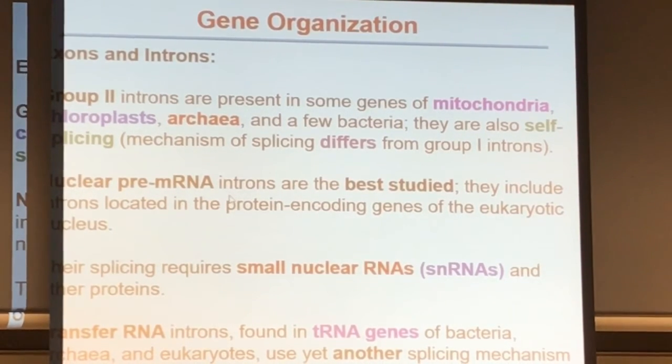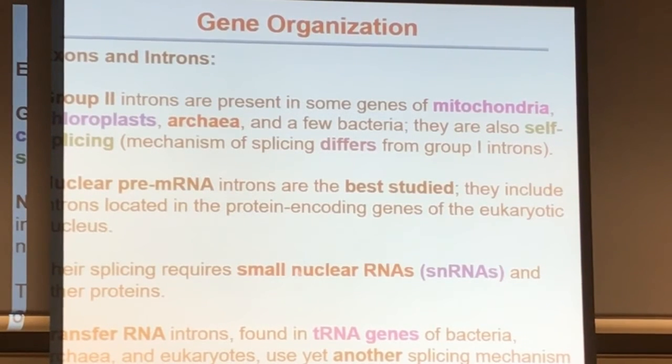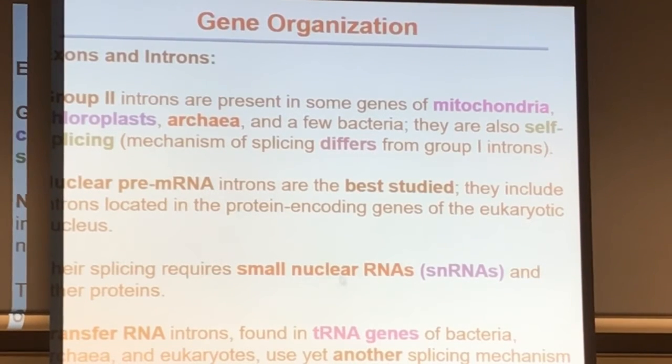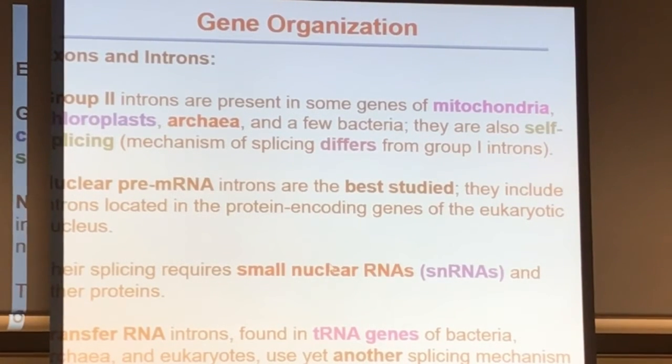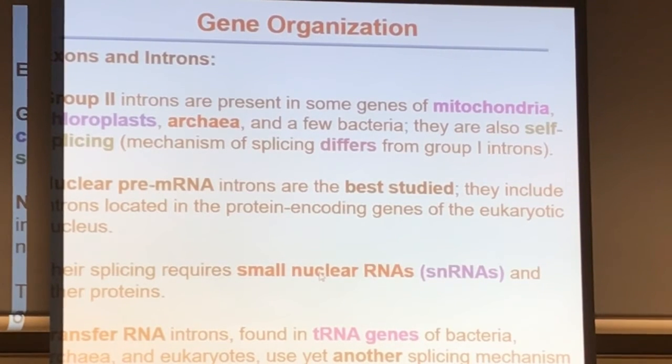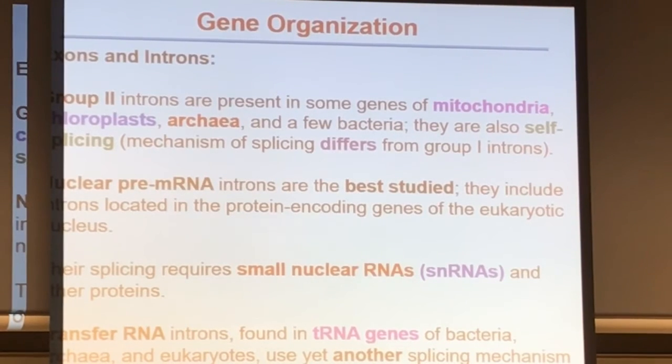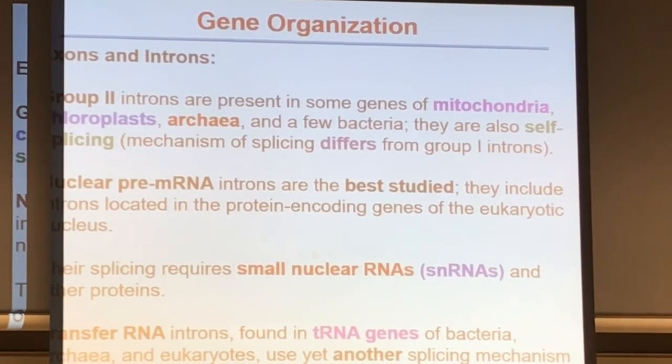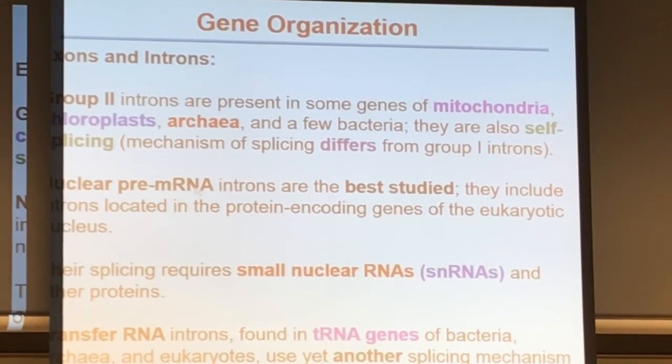Now, these introns that we see, for example in human genes, the splicing or the removal of these introns requires small nuclear RNAs. We studied small nuclear RNAs, small nucleolar RNAs, then we studied microRNAs. So we studied different classifications of RNAs in the previous chapter. Remember? So some of these small RNAs, a specialized class of RNAs called small nuclear RNAs, help in splicing out the introns that are found in the pre-mRNA.